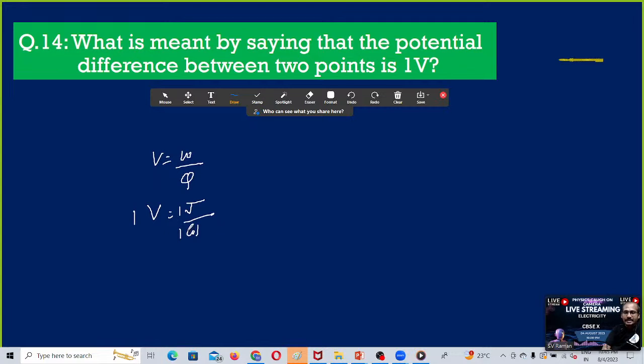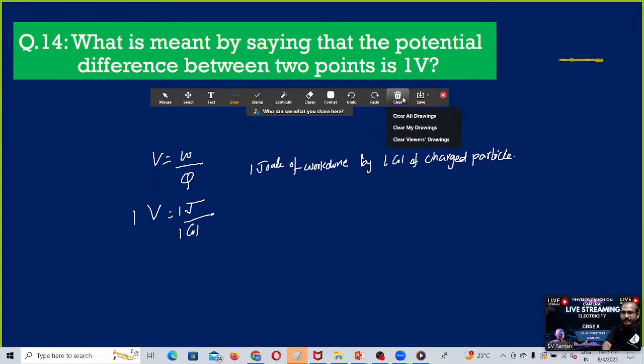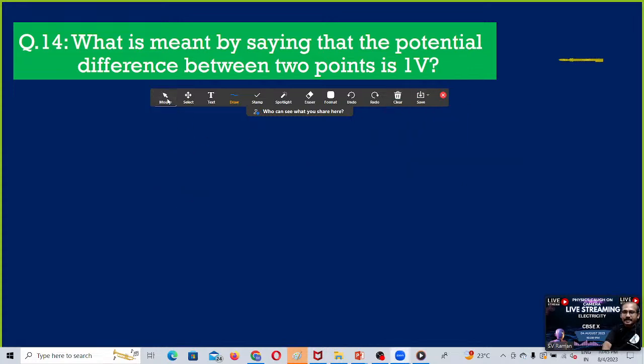So how to write the answer? 1 joule of work done by 1 coulomb of charged particle is called as 1 volt. That's it. Next.